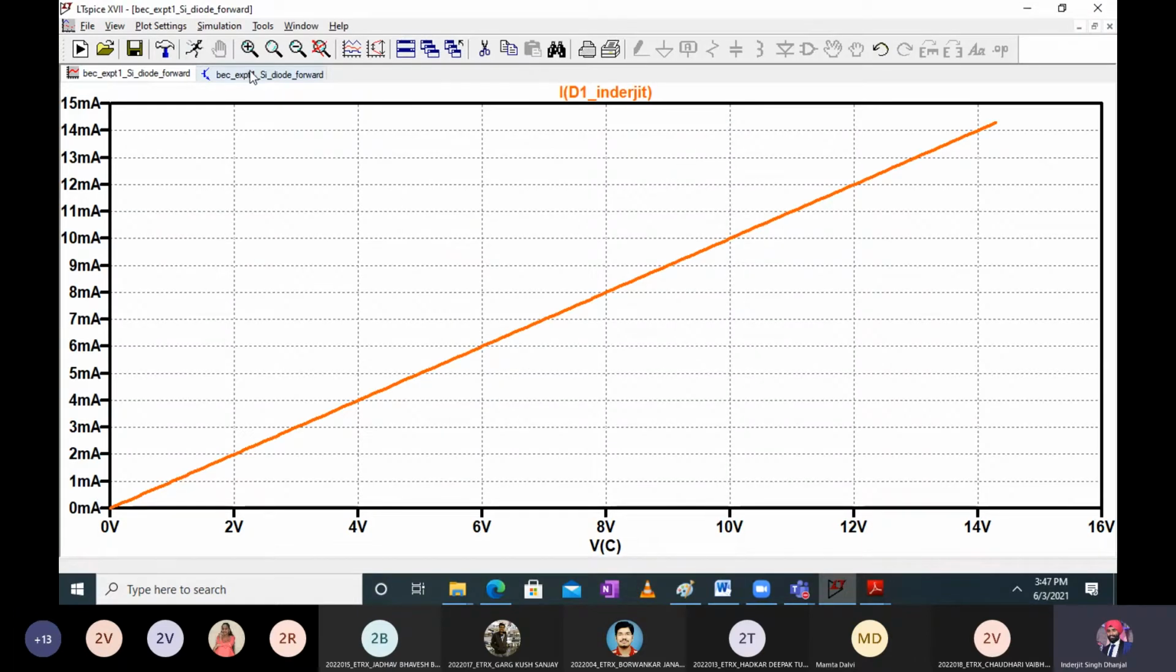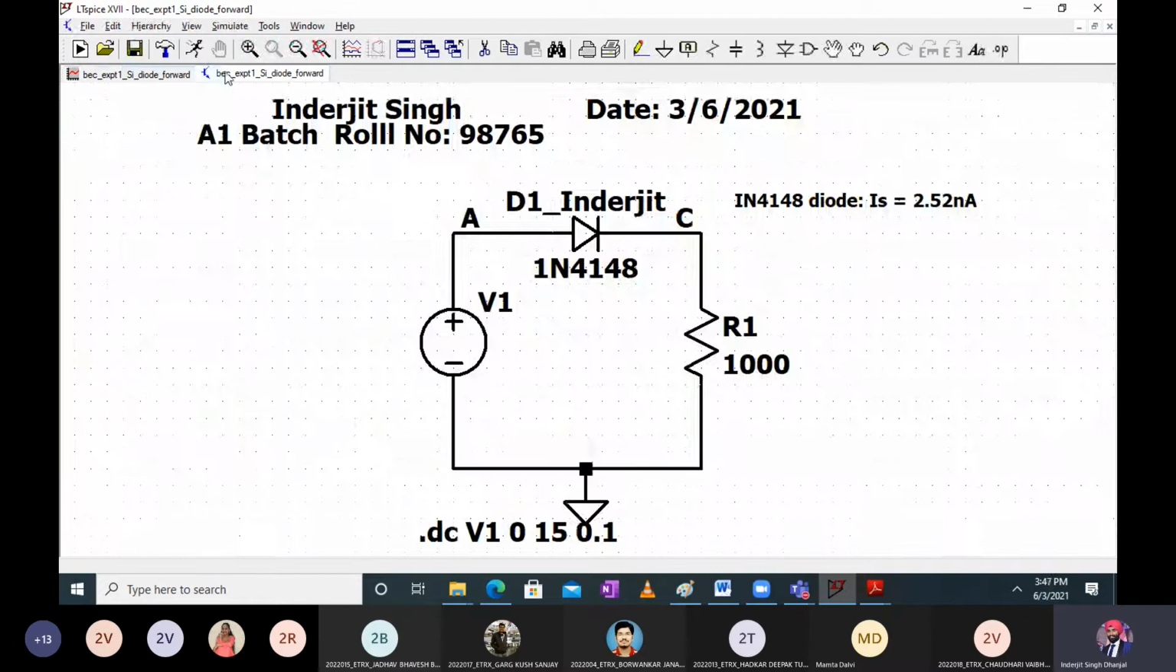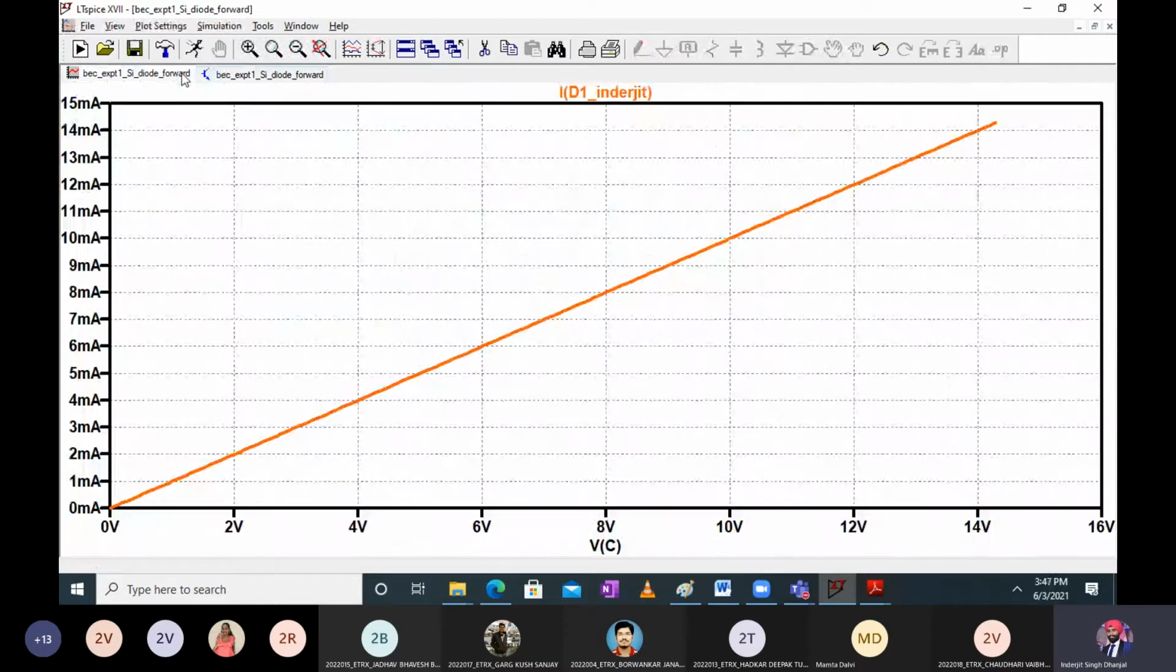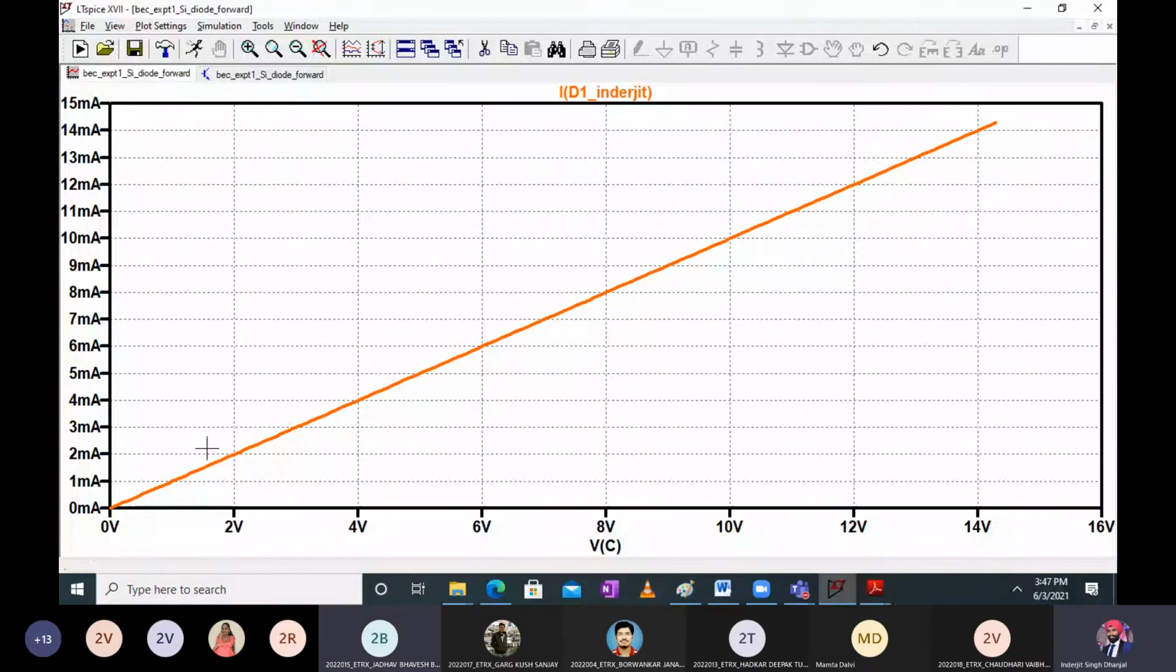Is this the graph which you're looking for? Is this correct, by the way? Current flowing through the diode should be a straight line, yes or no? Arey, Ohm's law, everyone forgot about it. The current is given by the relation V is equal to I into R. So it's giving the proper relation, it should be a straight line. The resistor is a linear element, so the current flowing through the resistor will be constant.